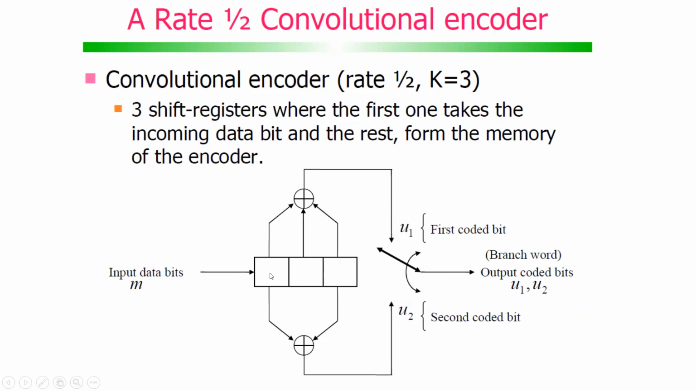This is the input bit which is coming. This is the first memory element of the shift register. This is the second memory element of the shift register. So please do not get confused, because here I am taking the constraint length K equal to 3. That means there are 2 memory elements, and 1 square is used to represent the input bit. So there is 1 input bit and 2 memory elements, hence the constraint length is 3. All right.